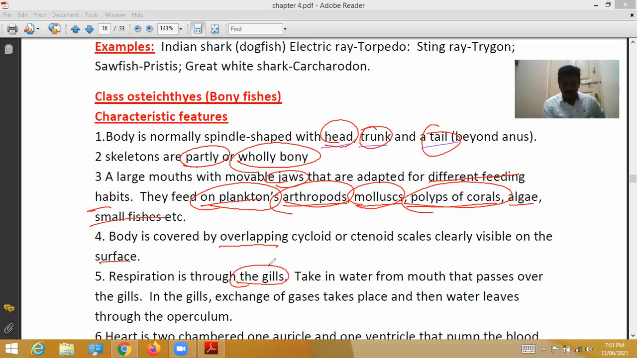Respiration is through gills. They take in water from the mouth that passes over the gills. The excess water entering through the mouth is expelled out through the gills. In the gills, exchange of gases takes place and then water leaves through the operculum, the bony cover.